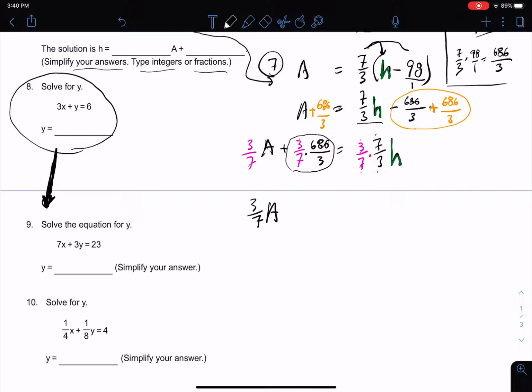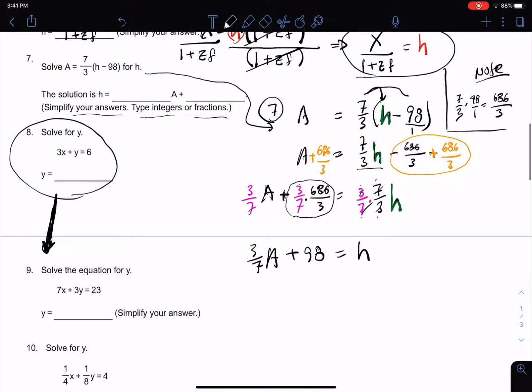So we have 3/7 A plus 98. And over here, this nicely reduces down to just 1. And so you got 1H. There's my answer. And that matches up the way they'd like us. See, they were very specific on how they wanted us to do this, because maybe you would have left it without distributing it. There's different ways to write this answer. So that's why they forced you to write an A there and a plus there.